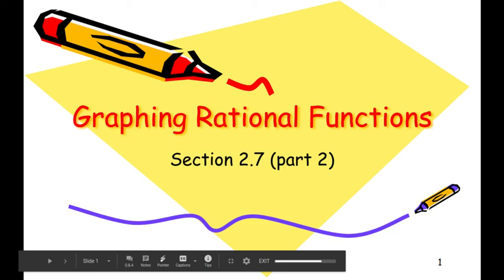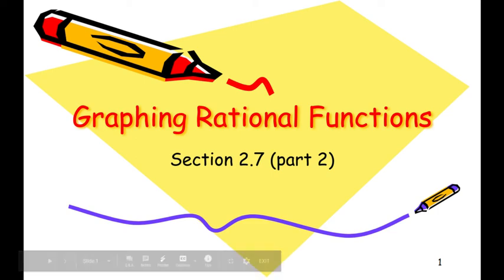Okay, guys, so for part 2 of graphing rational functions, we're going to talk about how to find a couple other pieces that we didn't do the other day. So we talked about how to find intercepts, vertical asymptotes, horizontal asymptotes, and now we're going to introduce a couple other things.